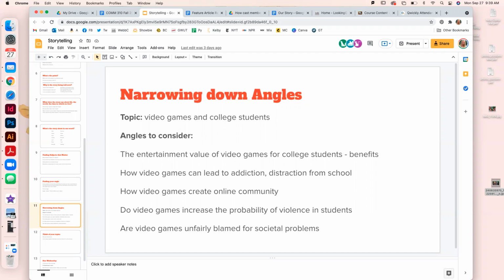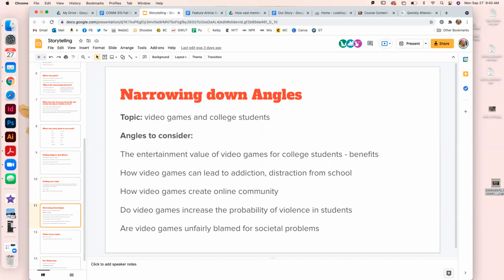Another topic you could think about: do video games increase the probability of violence in students? When I was in school, when the first big school shootings happened, like Columbine, which happened when I was in high school, people kept placing the blame on students' addictions to video games, among other things. But you can see the blame being shifted sometimes to that.